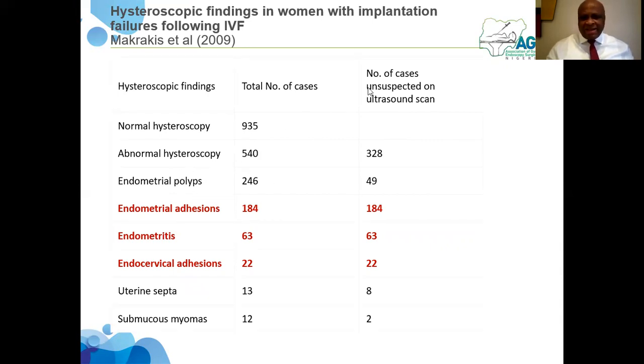But more importantly, look at the number of cases that were unsuspected on ultrasound scan. So essentially in the TROPHY study, they would consider all these women as having normal uterine cavities. But you could see that there were 49 polyps that were missed. Endometrial adhesions, they missed all of them on scan. They couldn't pick a single case of endometritis on ultrasound scan, and I'm not sure I'd be able to identify that. Endocervical adhesions, they missed all 22.